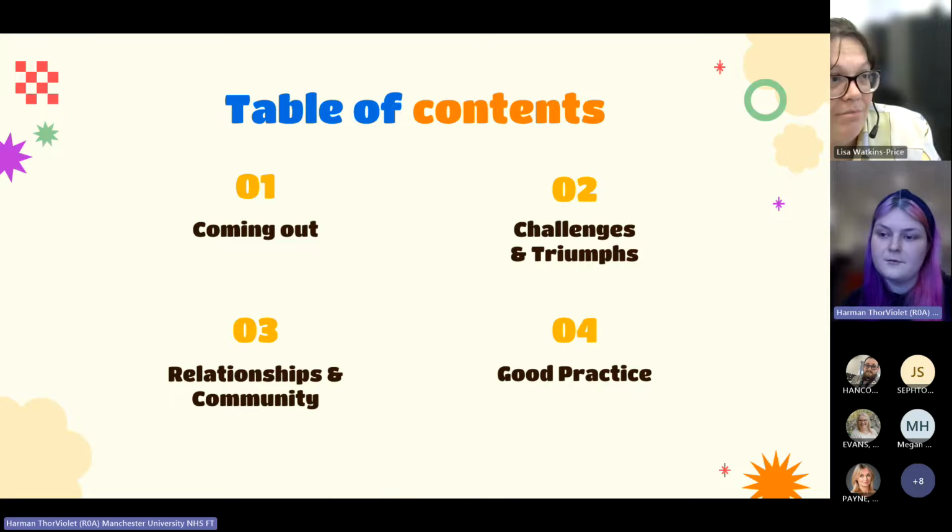So these are the four areas I'm going to cover today. First of all, a little bit about my coming out experience, coming out as non-binary, touching on some challenges and triumphs after the fact, a little bit about relationships and community, and then finishing off with a little bit of good practice.